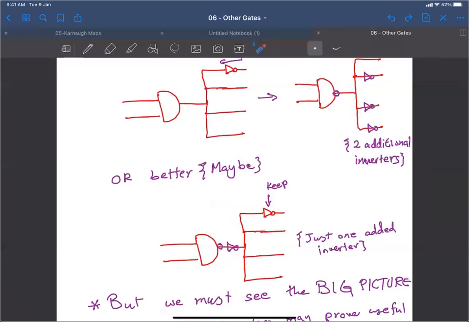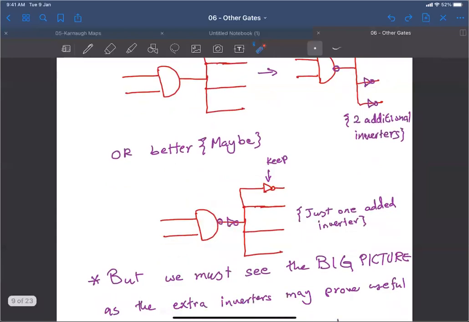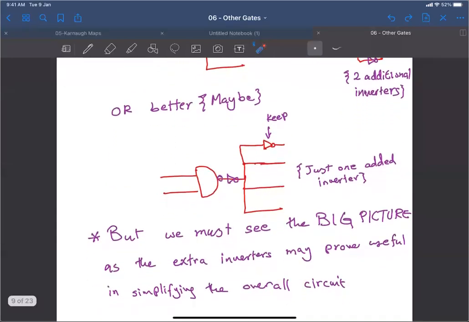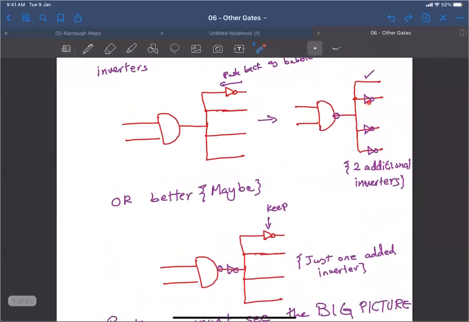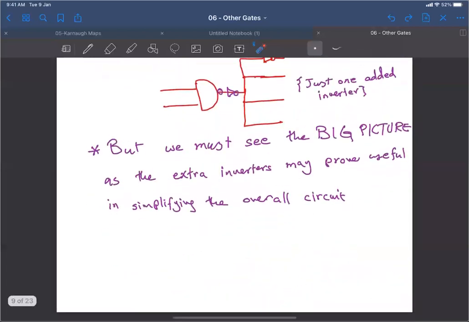Having said so, we have to look at the big picture, because maybe these inverters will be input to OR gates that we can utilize later, thus reducing the total number of inverters. Even though locally this produces a larger number of inverters, globally, looking at the global circuit, maybe this produces a lower number of inverters. Any question?